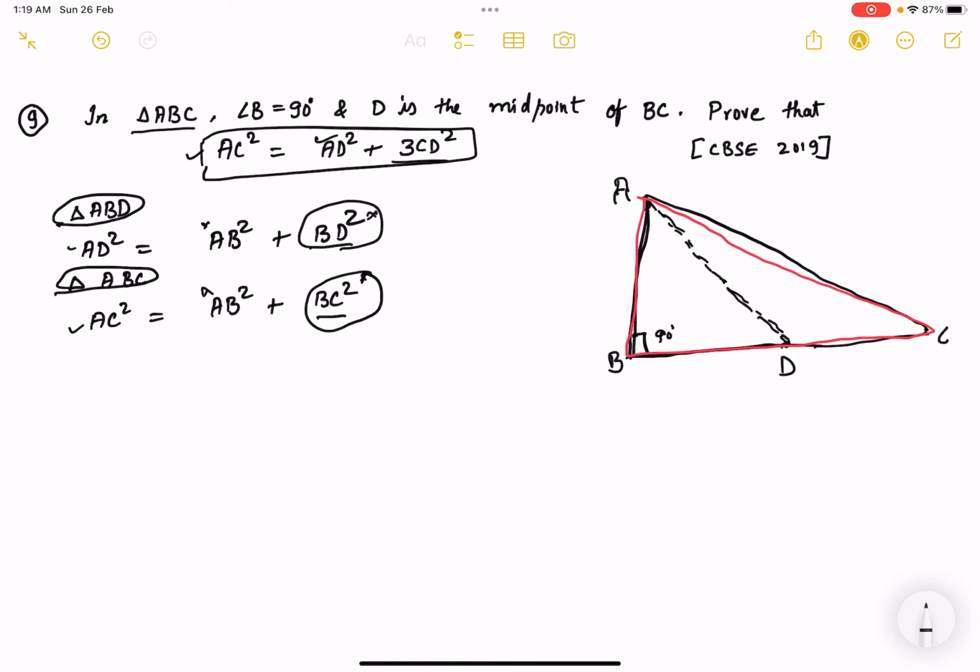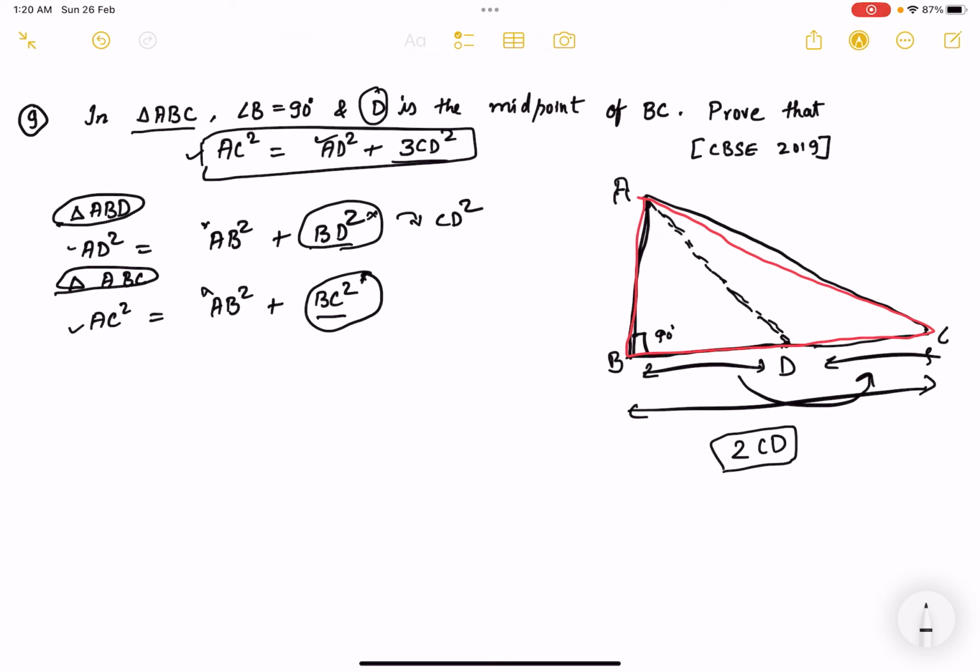We are given the relation that D is the midpoint, so BD is equal to CD. So instead of BD we can write CD. And BC is equal to 2 times CD, because D is the midpoint. So let's substitute BC with 2 times CD whole square. Why are we substituting in terms of CD? Because we have CD in our final expression.